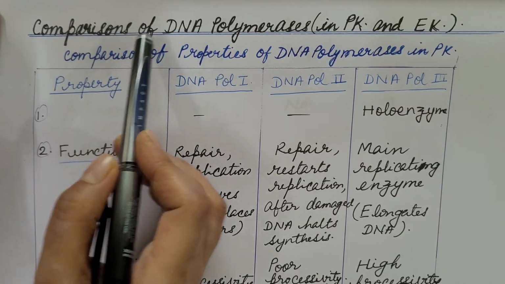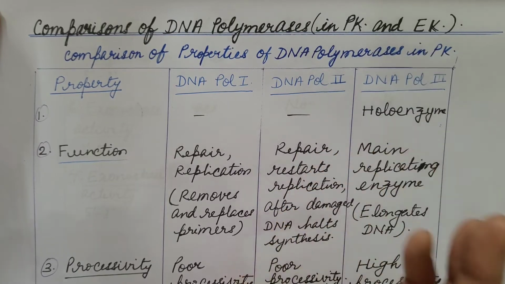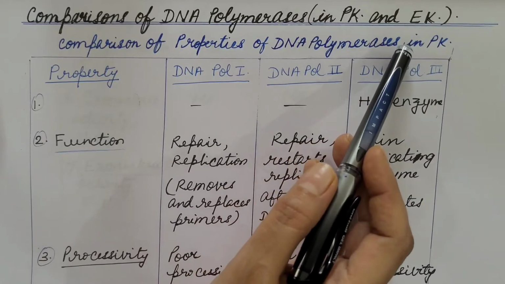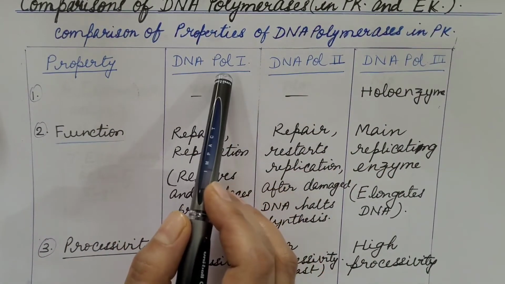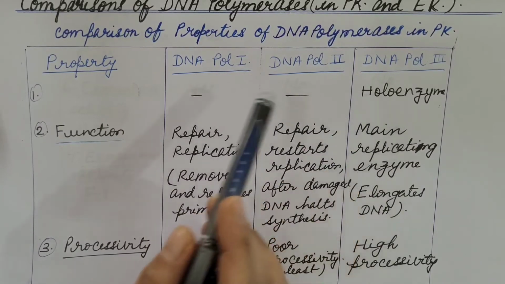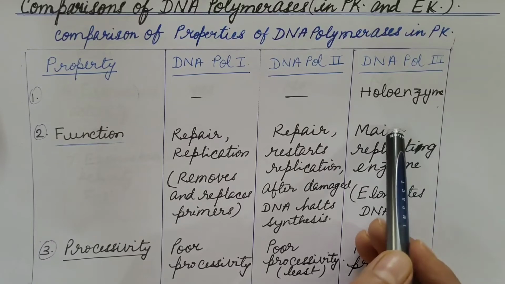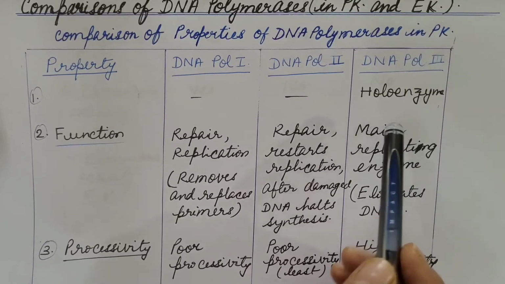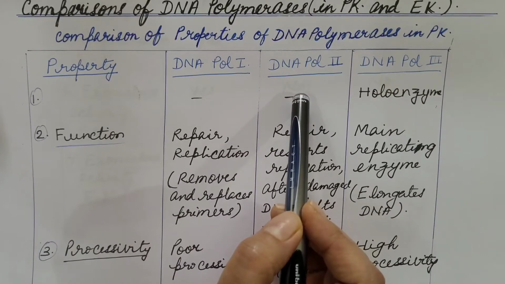Let us see comparisons of DNA polymerases in prokaryotes and eukaryotes. So first of all, comparison of properties of DNA polymerases in prokaryotes. Here we will focus on three polymerases, DNA polymerase 1, 2 and 3. First of all, DNA polymerase 3 is a holoenzyme. Holoenzymes are those which are completely functional, and this consists of both enzyme and coenzyme. DNA polymerase 1 and DNA polymerase 2 are not holoenzymes.